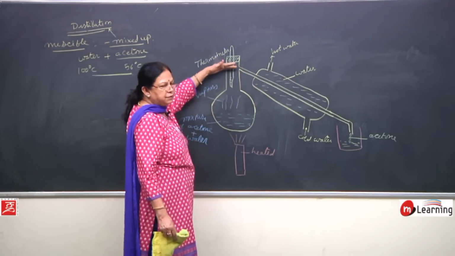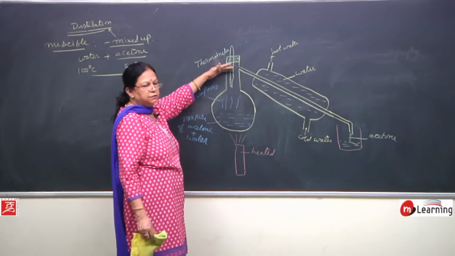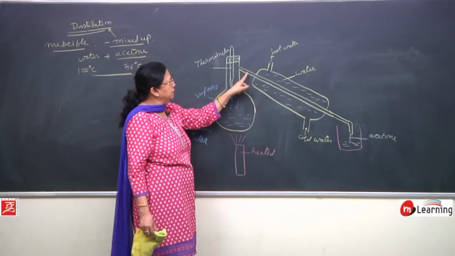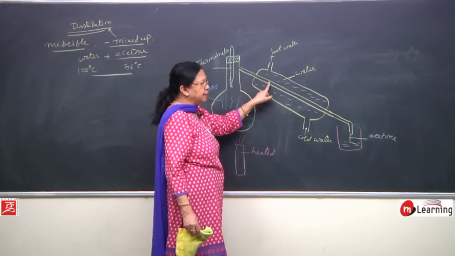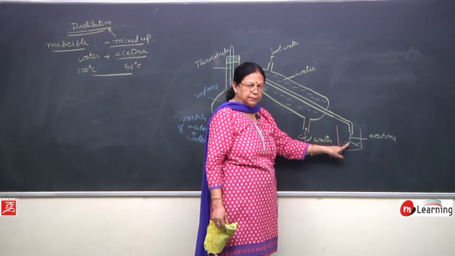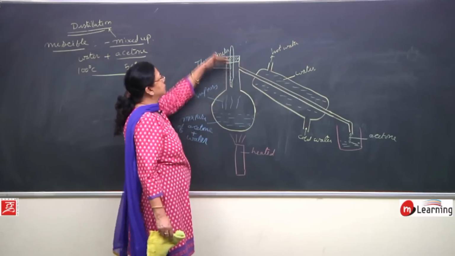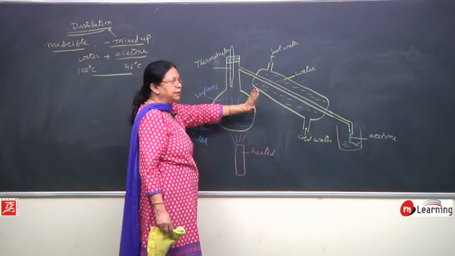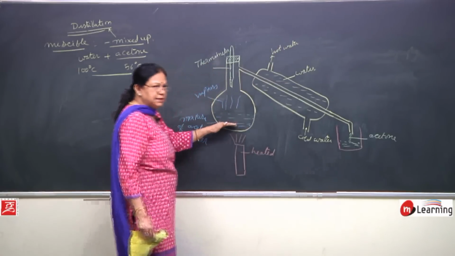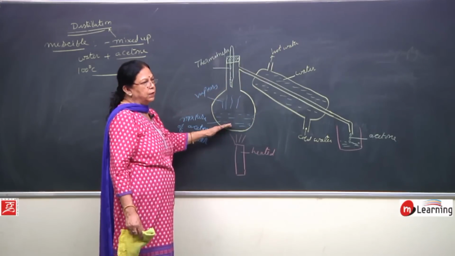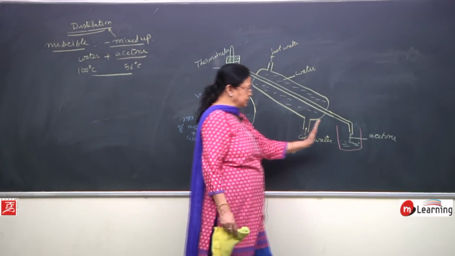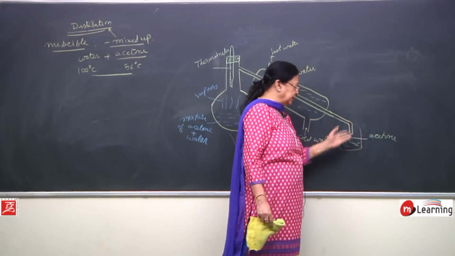Till the temperature is 56 degree here, all the vapors which are formed are of acetone. These vapors will rise up and go into the condenser, they will get condensed, change into liquid, and you will get liquid acetone here. Now, when the temperature rises, it means that all the acetone has come out in the beaker, and whatever is left here in the flask is water.